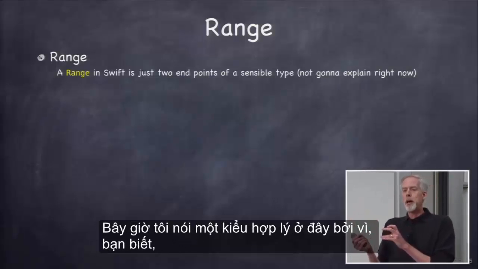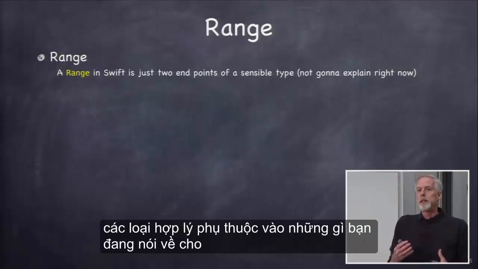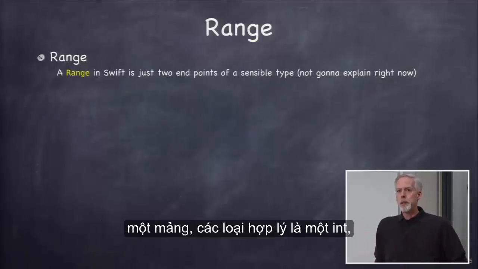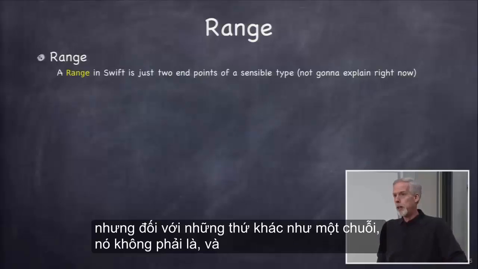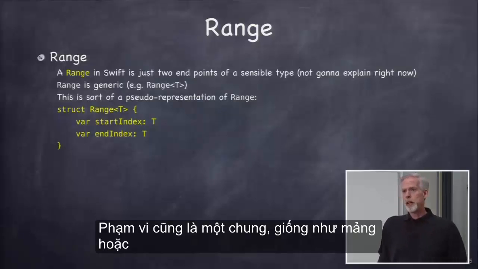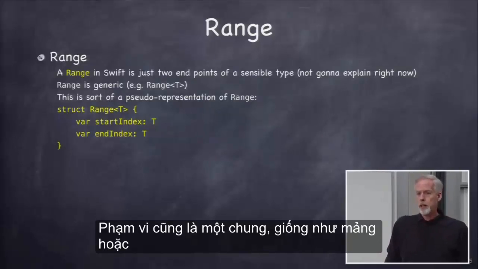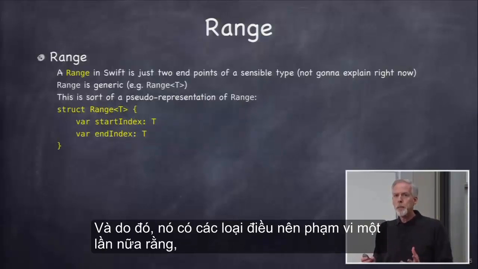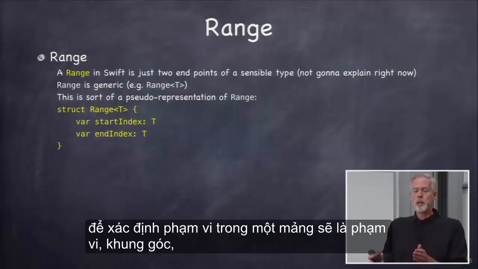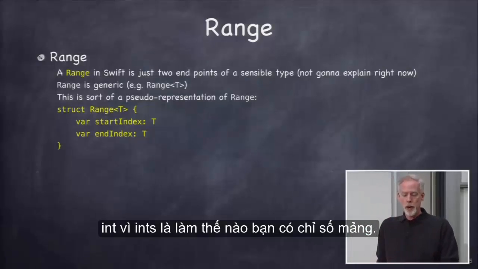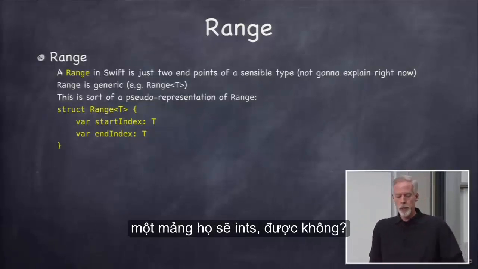It's exactly what you would think a range would be. Now, I say sensible type here because the sensible type depends on what you're talking about. For an array, the sensible type is an int, but for other things like a string, it's not. And we're going to talk about that in a minute. Range is also a generic, just like array or like that optional enum, and so it takes the type of thing. So to specify a range in an array would be Range angle bracket Int, because ints are how you index an array. So if you were going to specify a range in an array, they would be ints, okay?